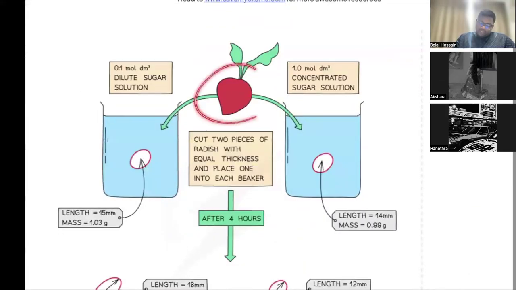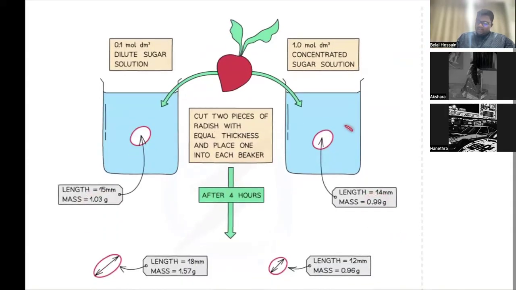All right, here is an example with the radish. There are two cut pieces, one having mass 1.03, the other having mass 0.99. Because these are randomly cut pieces, they may have different masses, not a problem. They may have different length or thickness as well. That is also not a problem. But one of them we placed in a dilute sugar solution, which is 0.1 mole per dm cube. And the other one we placed in a concentrated sugar solution, which is 1 mole per dm cube. So this one is 10 times more concentrated.